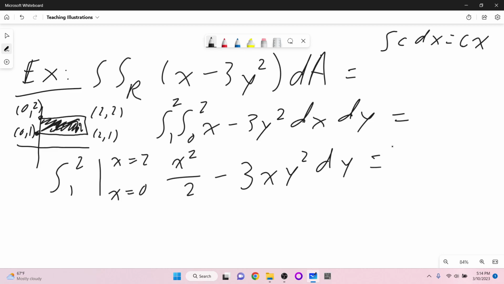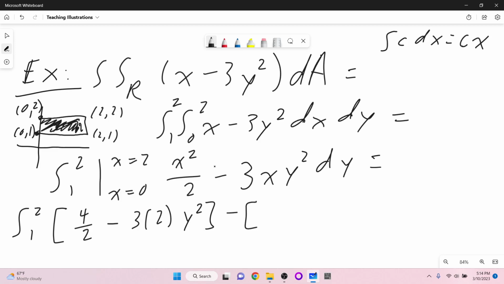So again, it's the same thing as with partial derivatives. We got to be careful that when we're dealing with one variable, in this case x, the other variables we just treat as though they're regular constant numbers. All right, so this becomes the integral from 1 to 2 of 2 squared over 2, minus 3 times 2 times y squared, minus, if I plug in 0 for the x's, I'll get 0, dy. So this is the integral from 1 to 2 of 2 minus 6y squared dy.